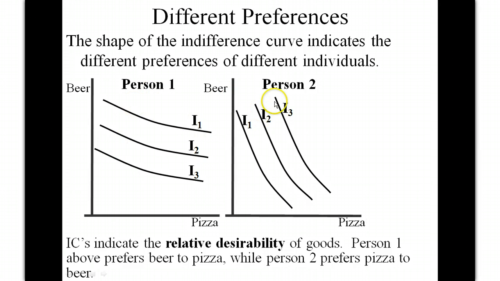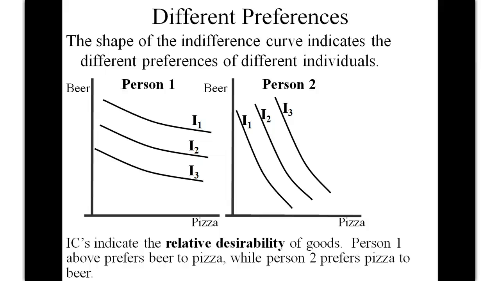And if you look at person 2, they have a strong, sorry, for pizza, a strong preference for the good on the horizontal axis. Again, if you look at indifference curve I1, they have a lot of beer. In fact, they're willing to go right down to the bottom and get only a small increase in pizza and still say they have the same level of utility. So indifference curves can reflect relative desirability. How much do I rank or rate one good over another?